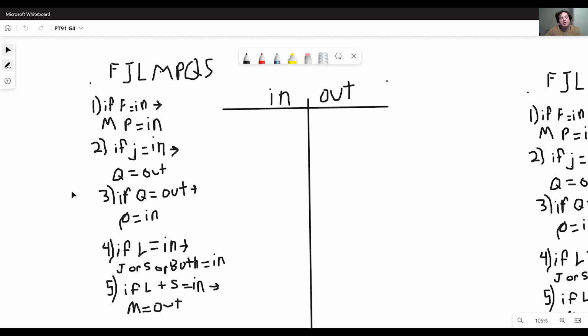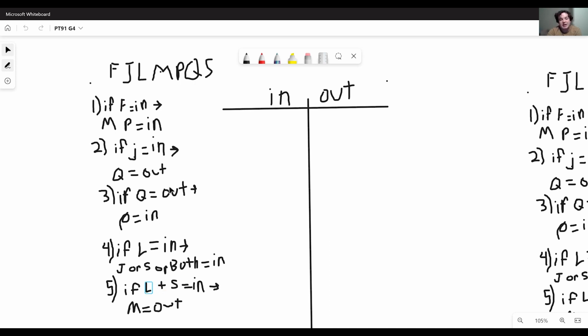So looking at this and looking at the setup, if L is in, J or S or both have to be in. I know F and L could probably never be alone in, right? That makes sense. What I like to do is get a sense of the rules and what questions they might ask me. And I see if L plus S are in, M is out. So I then know F has to be out then, right?